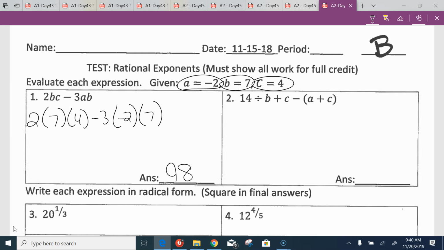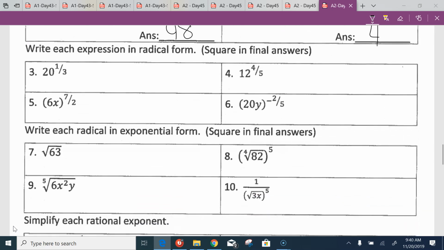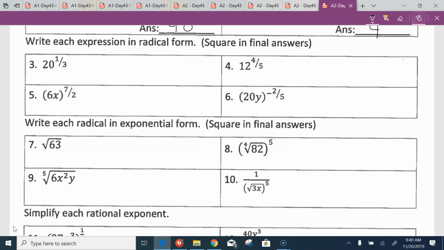the answer. For number 2, we have 14 divided by our B value, which is 7, plus our C value, which is 4, minus our A value, which is -2, plus our C value, which is 4. I plug that into my calculator, and I get an answer of 4. So those two were pretty basic. Now, 3 through 6, write each expression in radical form.